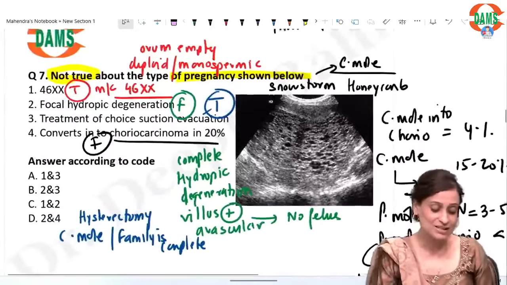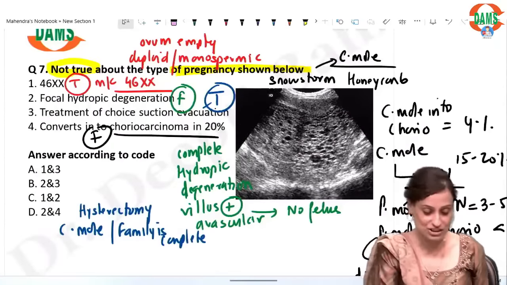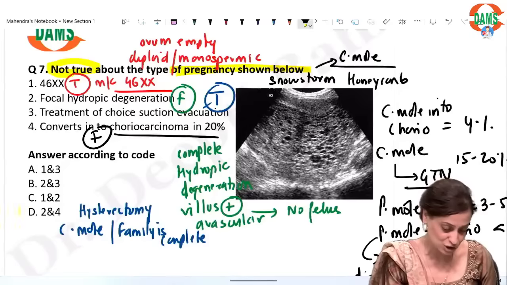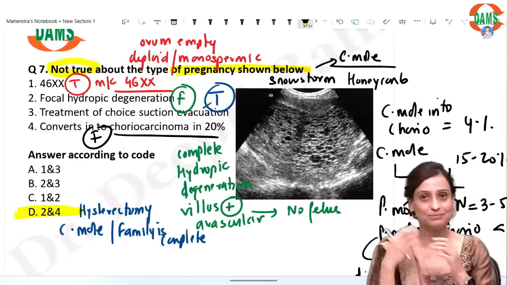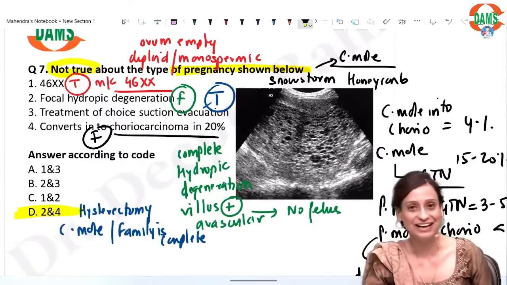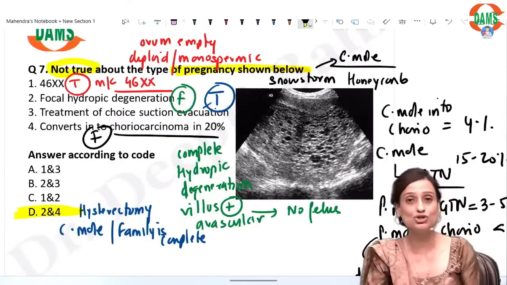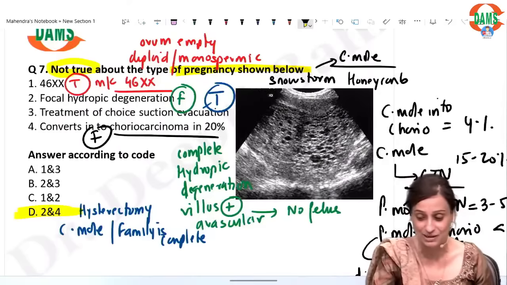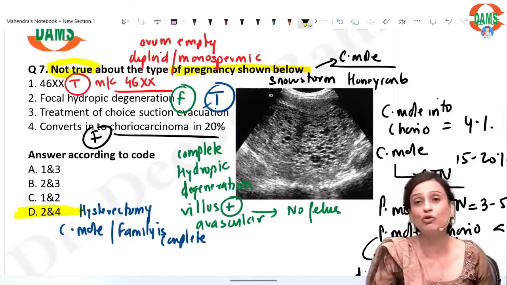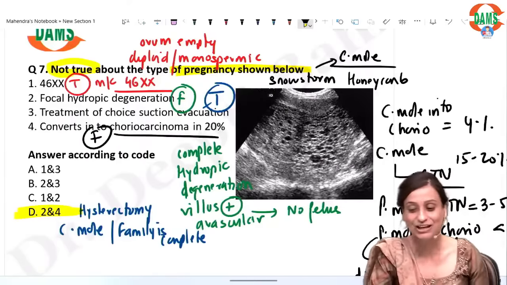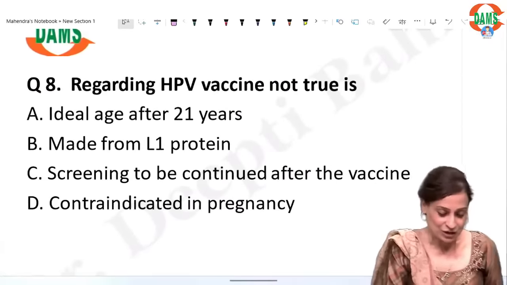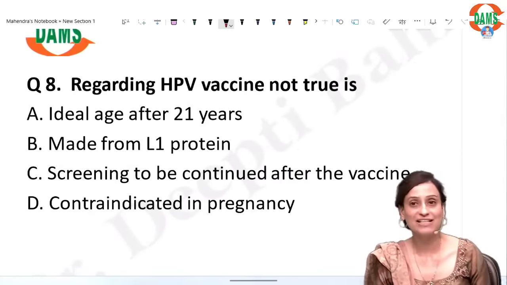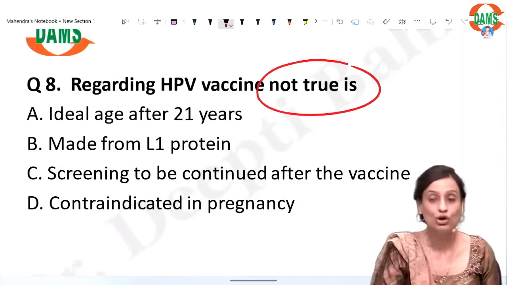So, since we had to mark the not true statements, the answer becomes 2 and 4, or D. So, if you have done it correct, please mark it, right? So, we had to mark not true statements. Therefore, the answer becomes D. 2 and 4 are false statements. Are you ready for the next one? Perfect. Okay. So, regarding HPV vaccine, which statement is not true?